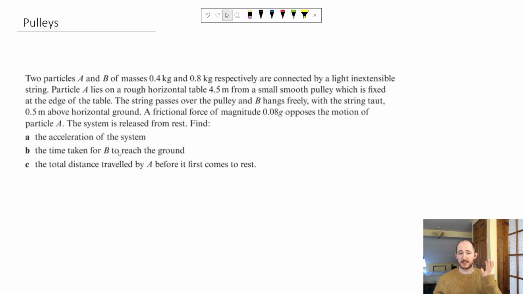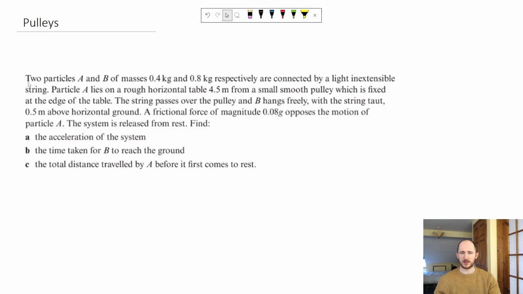And this is a fairly involved topic. While it is called pulleys, it's basically connected particles and also a little bit of SUVAT and also some resolving forces all in one as well. So we're going to be using pretty much everything. And of course we're going to be drawing diagrams.